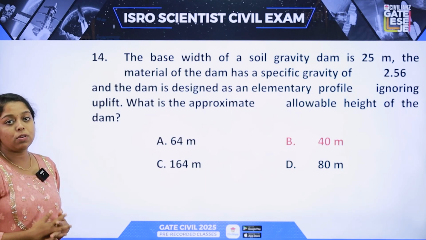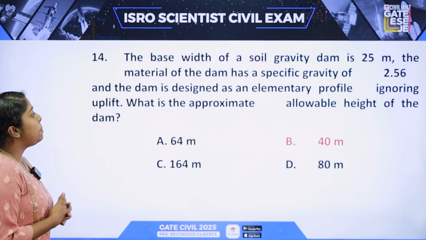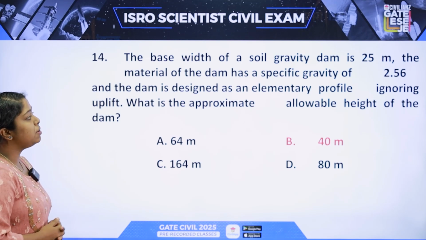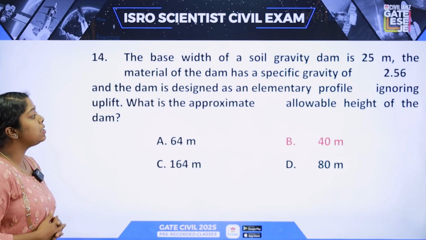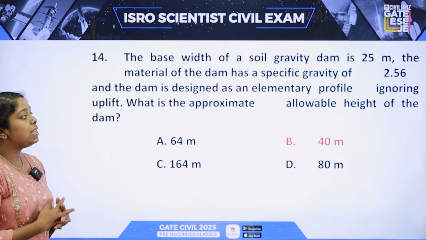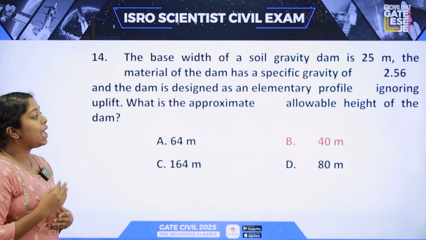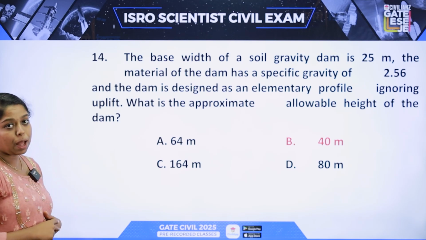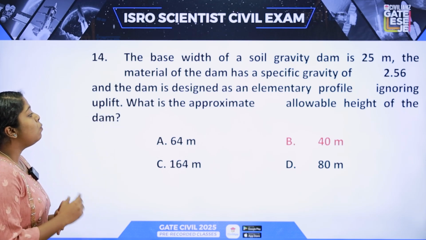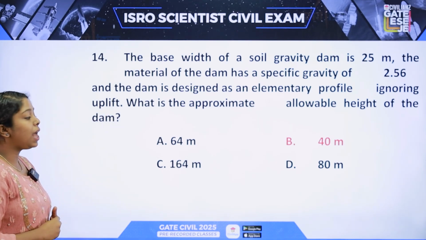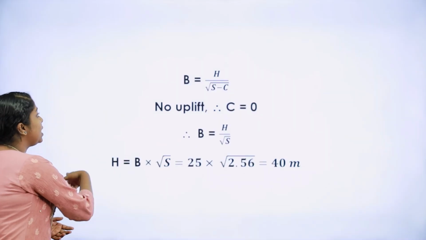Next question is about a gravity dam. So, the base width of a soil gravity dam is 25 meter. The material of a dam has a specific gravity as 2.56 and the dam is designed as an elementary profile ignoring the uplift. We need to note this point here, uplift is ignored. What is the approximate allowable height of the dam? Let's move on to the calculation.